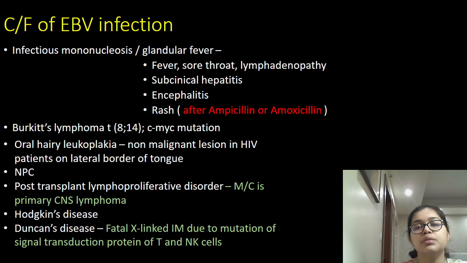Clinical features of infectious mononucleosis, we're all aware of this: fever, sore throat, lymphadenopathy, subclinical hepatitis, encephalitis, rash. This rash aggravates after administration of ampicillin or amoxicillin. This was a question in the last INI-CET.